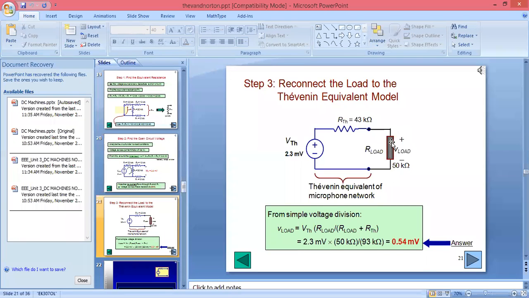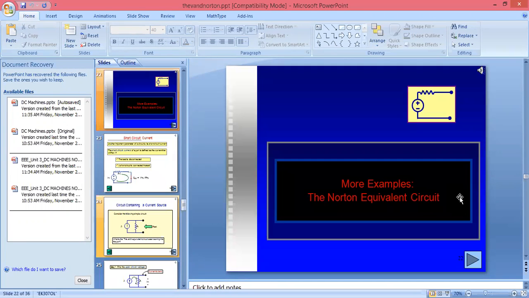So now, if you are supposed to find V load, how will you find it? If you see, we have the total voltage and these resistances, so you can find it according to the voltage divider: VTH into RL upon RL plus RTH. VTH is 2.3 millivolt into R load 50 kilo ohm upon 50 plus 43, that is 93 kilo ohm. If you solve, you will get V load as 0.4 millivolt. So here we have finished the Thevenin equivalent circuit.